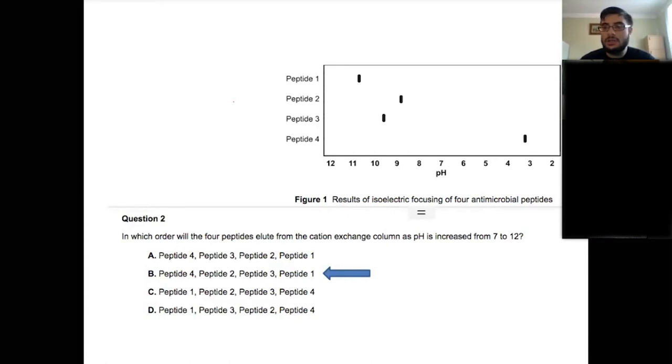Cation exchange means that the wall is negative and the protein of interest is positive. If the wall is negative, something that's negative would elute very fast, meaning peptide 4 would elute first, followed by 2, 3, 1. And 1 would stick the best because it's the most positive.